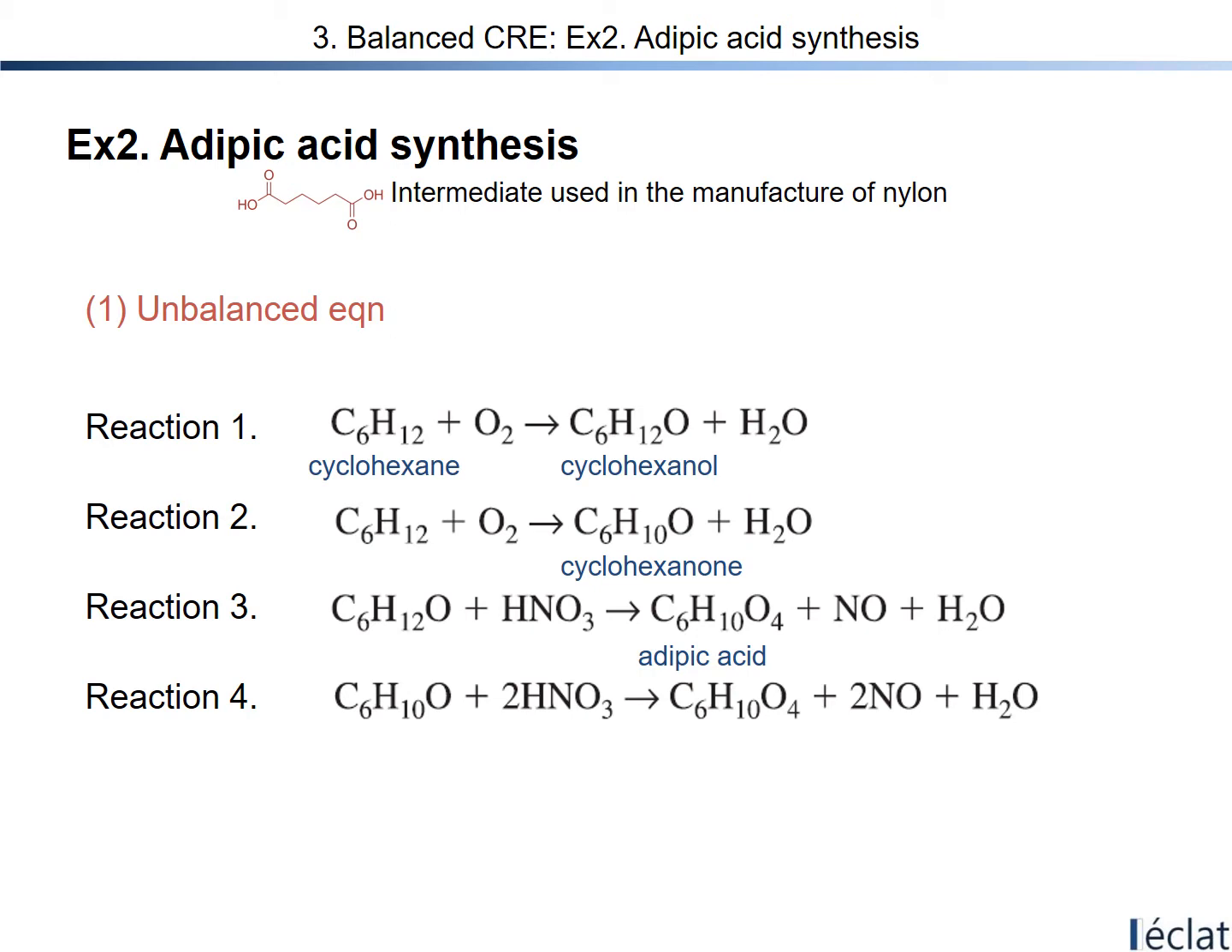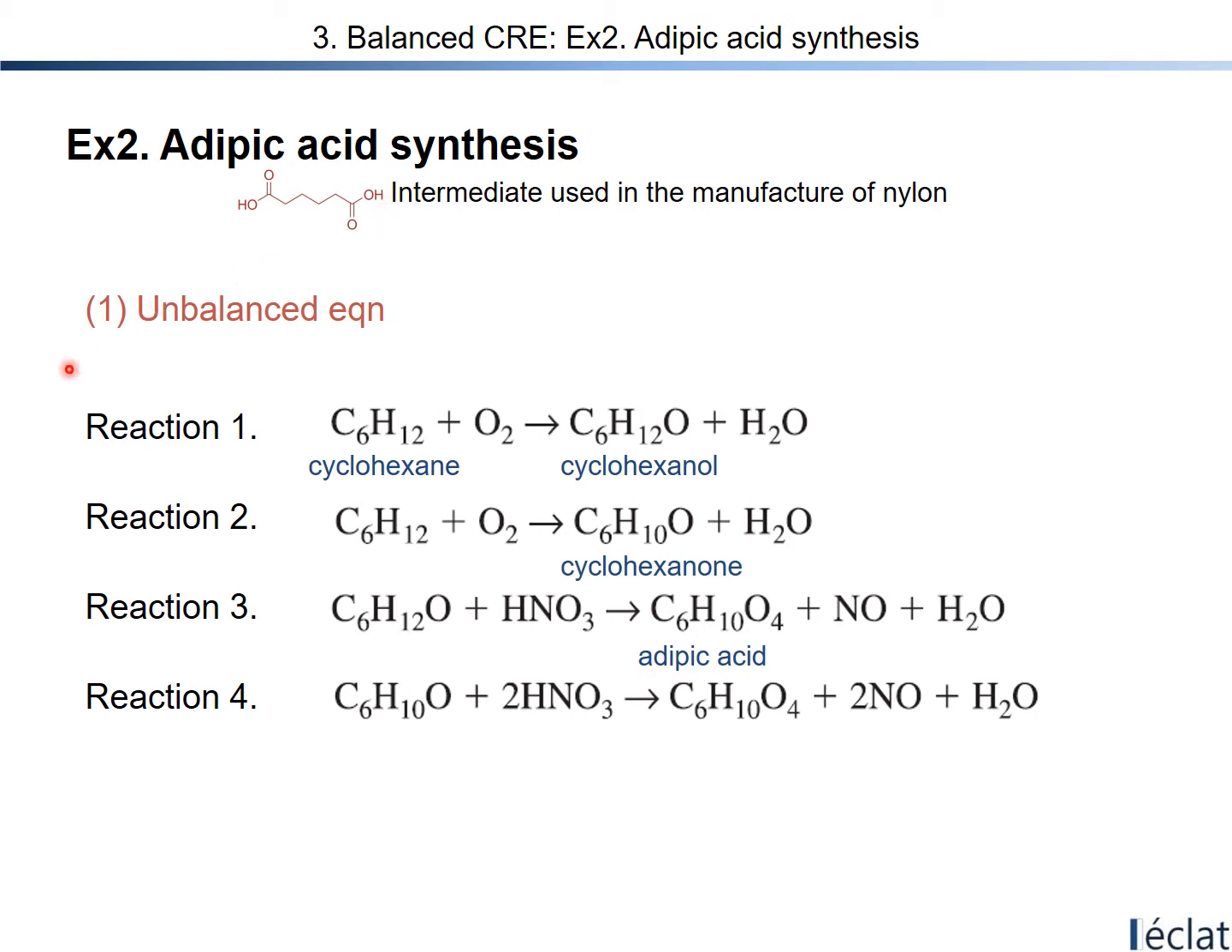Here is the second example, which is the adipic acid synthesis. Here is the adipic acid. We have 4 carbons there, and at each end we have a carboxylate. This adipic acid is an intermediate used in the manufacture of nylon, so it's a very important chemical. So let me just follow the 4 steps we have just learned.